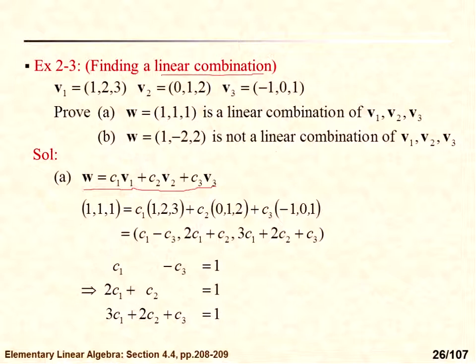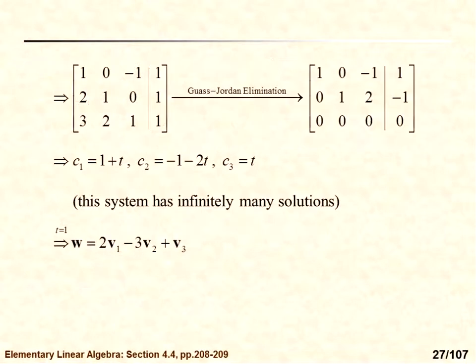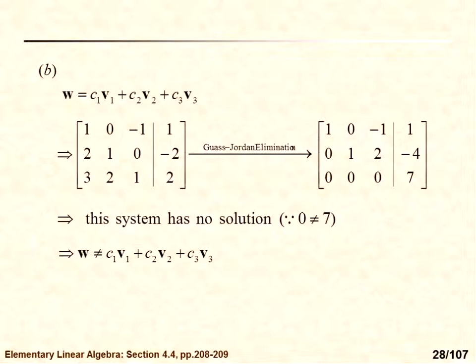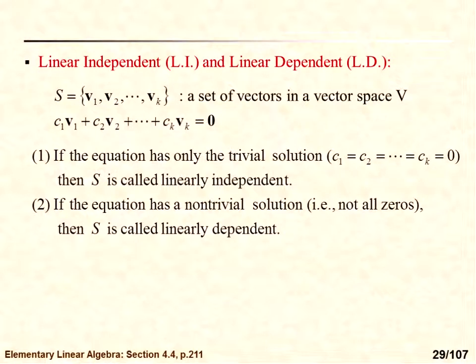Now I will show you what linear dependent and linear independent are. This is just an example of a linear combination. This is another example of linear combination. You will see at home what linear combination is. Just now, our main topic is what linear dependence and linear independence are.